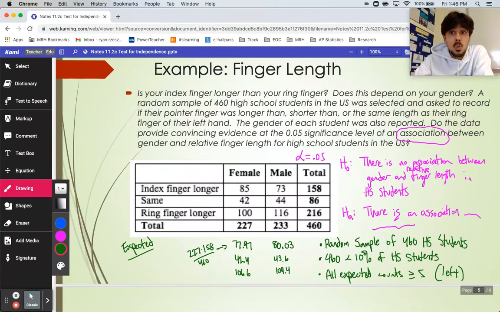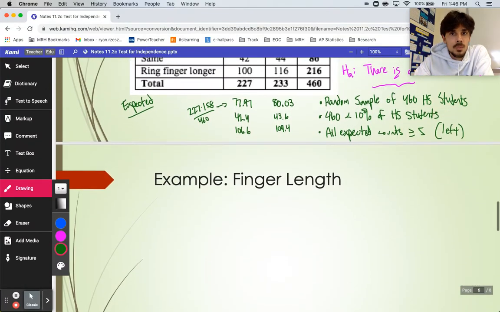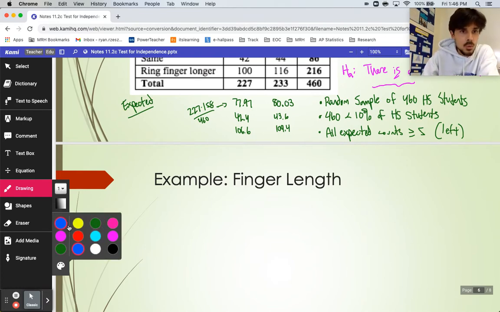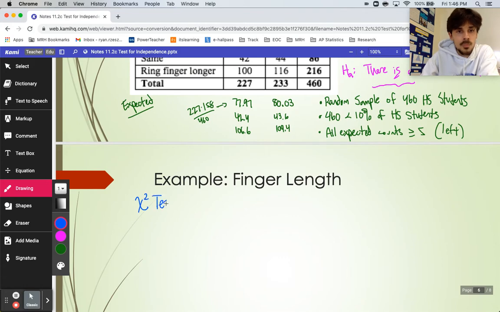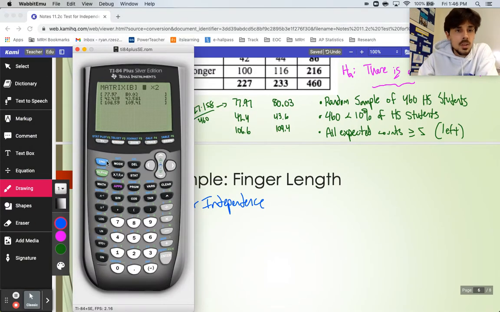So with our conditions out of the way, it would be time to actually run our chi-square test for this problem. So we're moving on now to the do step. And you're going to throw your data into the matrix if you didn't already. And we are going to run for this problem a chi-square test for independence. So let's go ahead and do that. I've got my data in here. That's my expected counts that I copied. And when I go stat tests and I run it, it's the same calculator option.